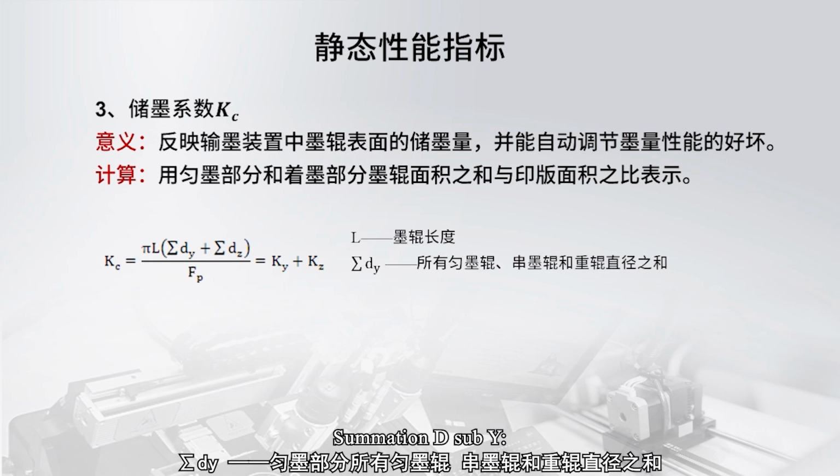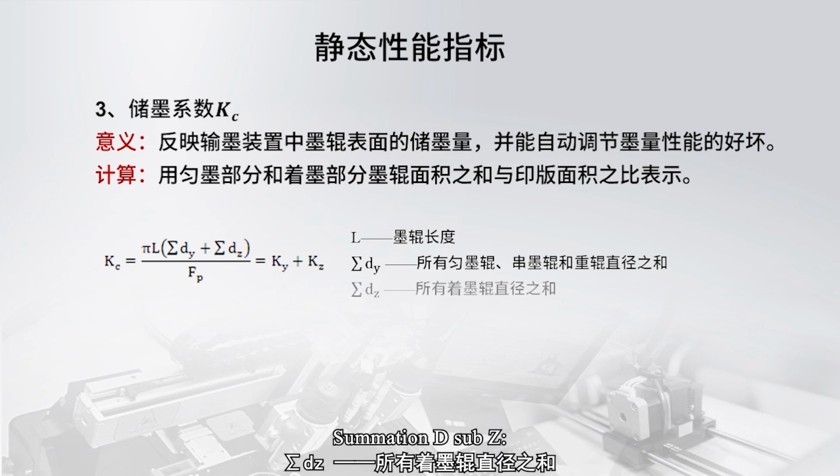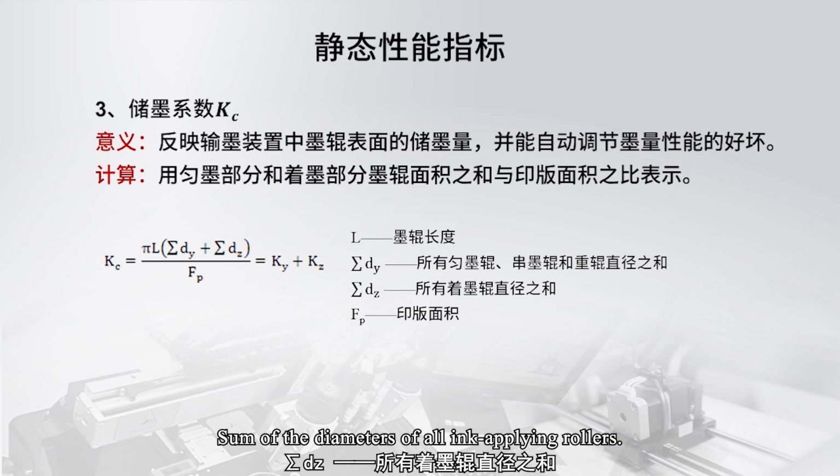Where summation d sub y is the sum of the diameters of all ink leveling rollers, ink distributing rollers, and ink weighting rollers in the ink distributing part. Summation d sub z is the sum of the diameters of all ink applying rollers.